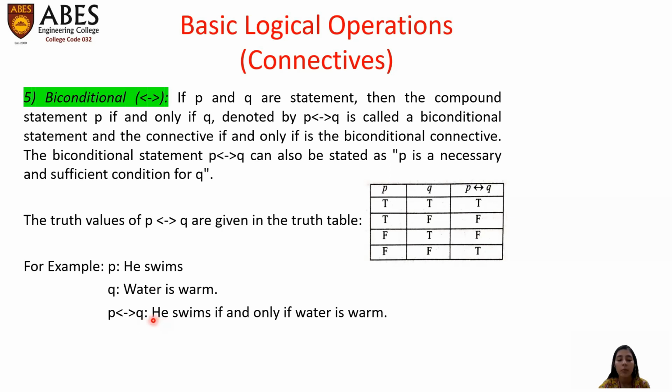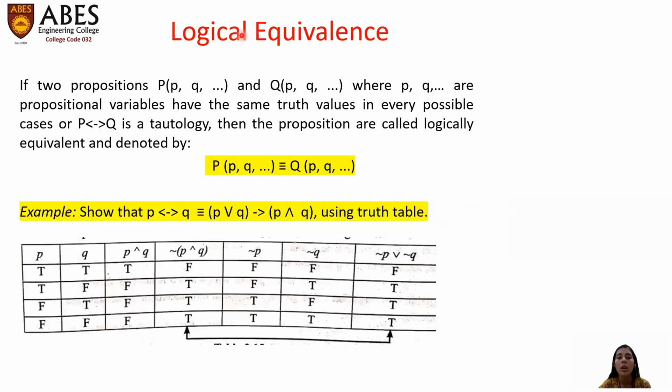So the compound proposition formed using the biconditional logical connective between propositions P and Q will be: he swims if and only if water is warm. All these are the five logical connectives that are used to form a compound proposition with the help of simple propositions. Now, next is logical equivalence.